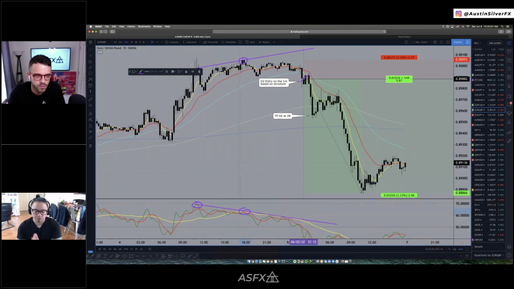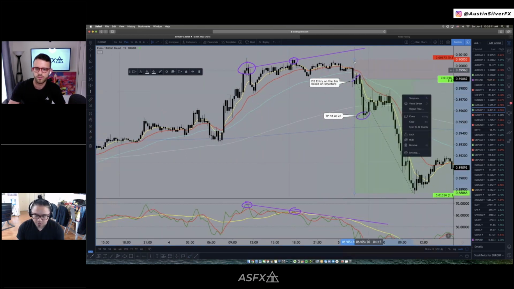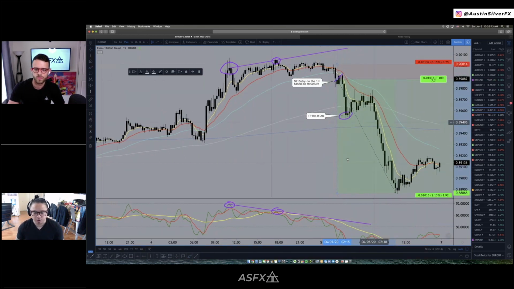I waited for a pullback on the 1 minute to then get in short, and I actually took profits at the 200, literally as it broke it there. And I only had, I think it was a 14 pip stop on this. No, 12 pip stop, 24 pip take profit, right at the 200, because I didn't know that it was going to fall all day like this.